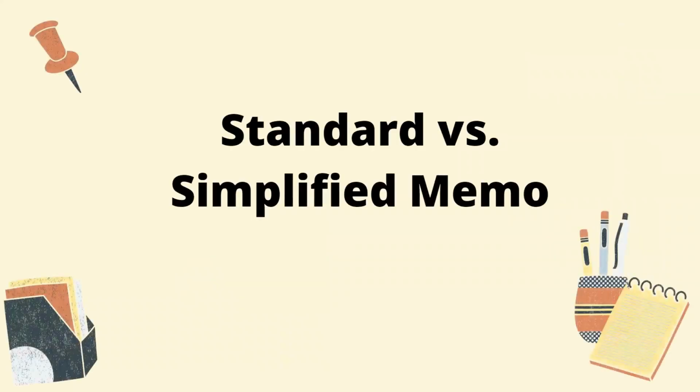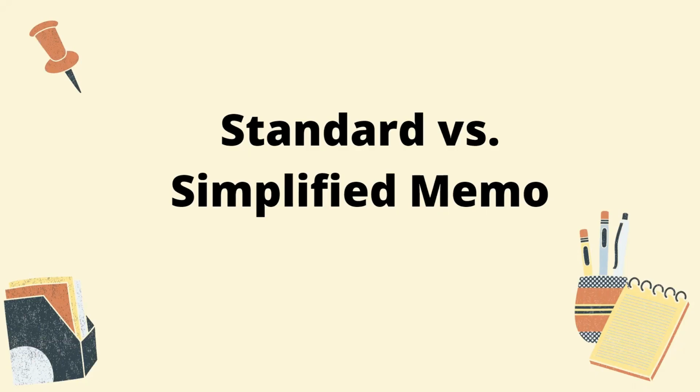So we have our standard versus our simplified memo. These are your 2 types of memorandums. And again, just like with letters, it's important to know what they mean because the papers are going to ask you, give me a standard memo, give me a simplified memo. If you mix them up, then you're automatically reducing the amount of points that you can get. So you have to remember the difference between the 2.